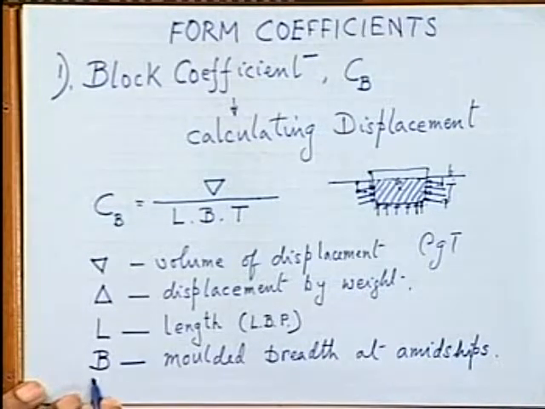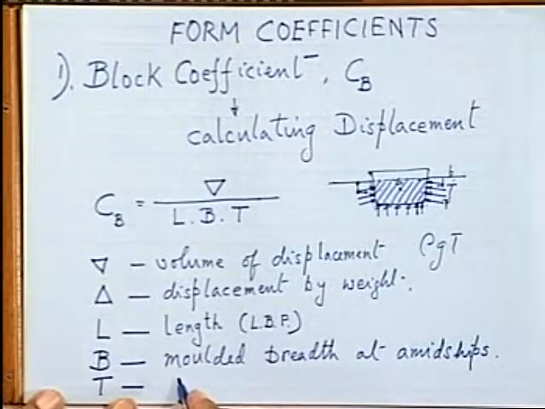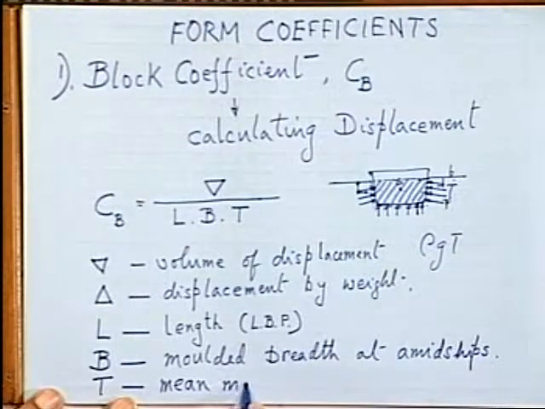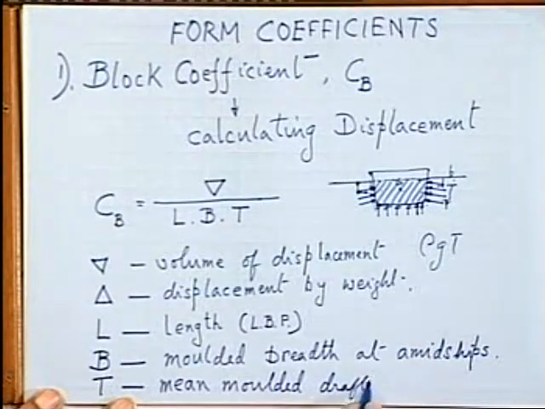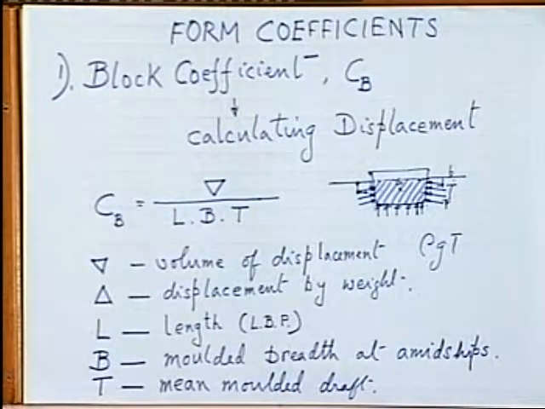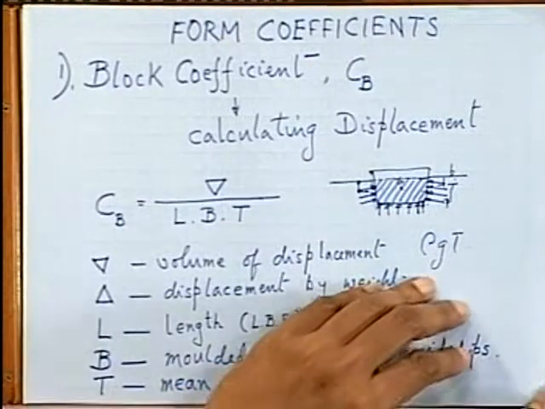And T, of course, is the molded draft, or sometimes this is also referred to as the mean molded draft. Mean is the mean of forward perpendicular and after perpendicular draft, that is called the mean draft. This mean draft normally you will find at midships.